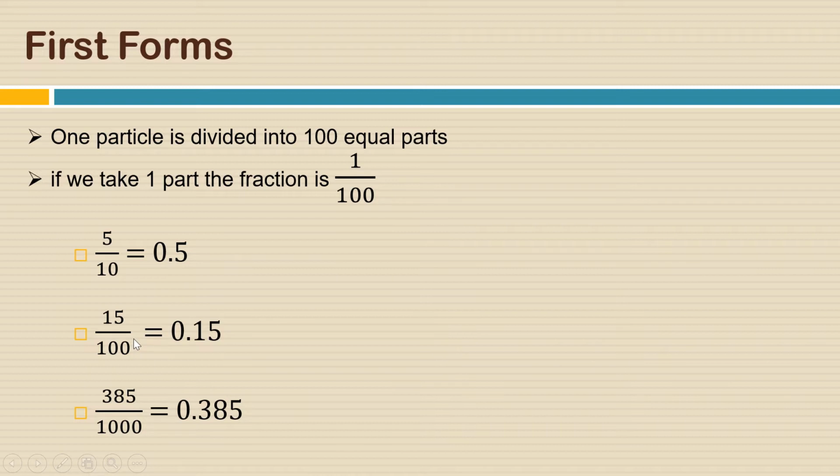In the second fraction, 15 by 100, the denominator is 100. That is, it has 2 zeros. Then the decimal has 2 digits after the decimal. In the third fraction, the denominator is 1000. That is, it has 3 zeros. Then the decimal part has 3 digits.